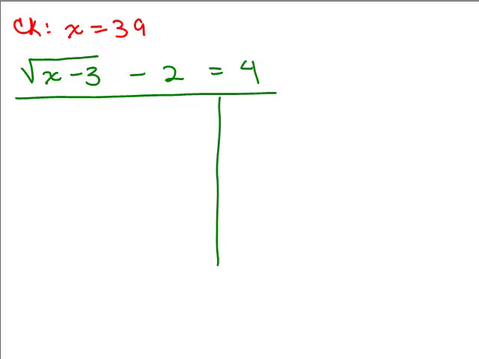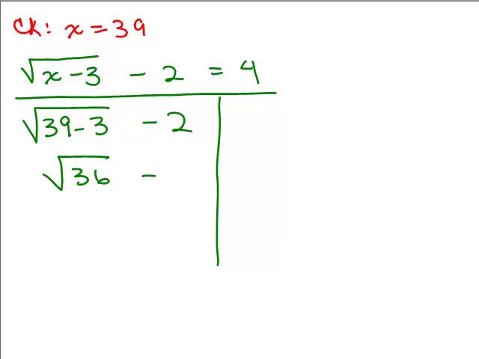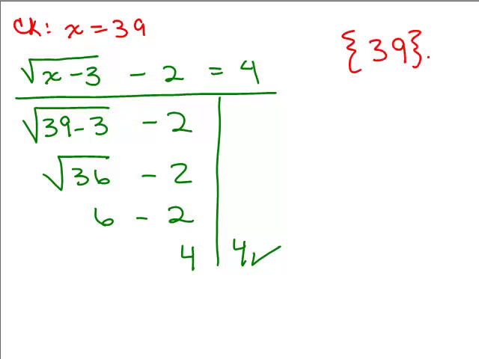So we have to write down the original problem, which was the square root of x minus 3, minus 2 is equal to 4, and that's where we have to put in the 39 for x. So you can't do it in a later step. You have to do it in the original when you check. So this is the square root of 36 minus 2, which is 6 minus 2, which is 4. And on the right-hand side, it's 4. So 39 checks. So the answer to our original problem was 39.